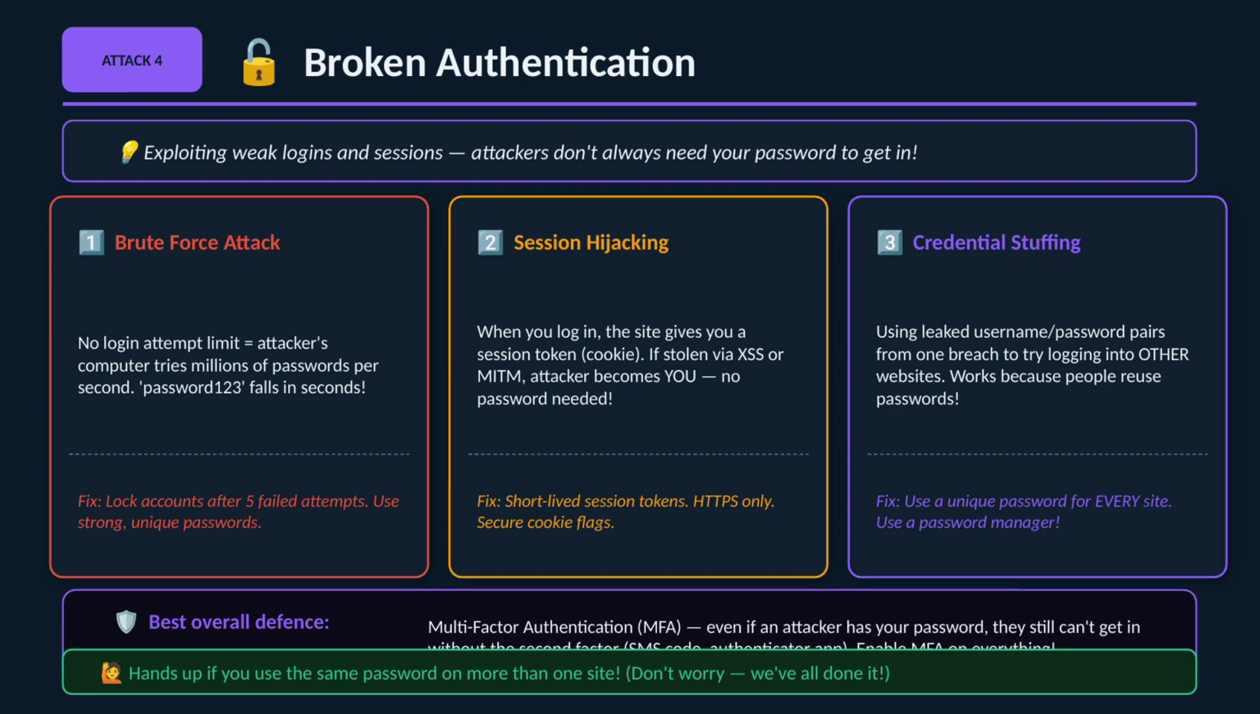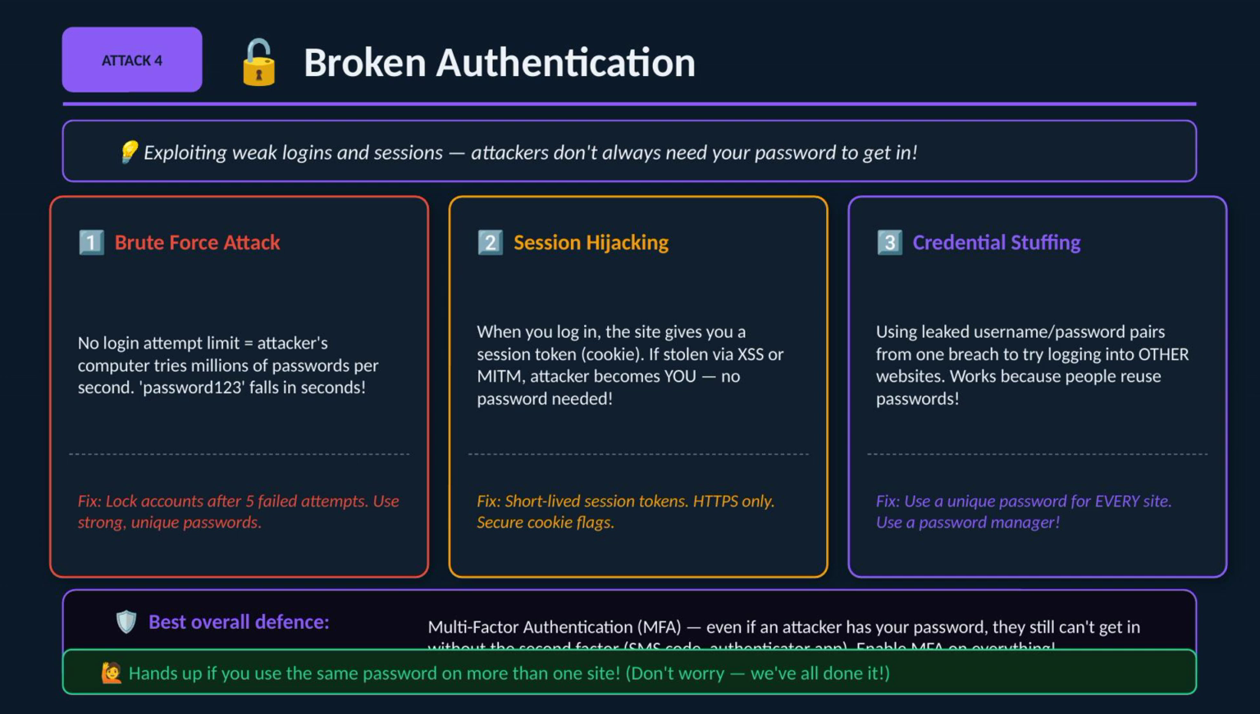Our fourth and final attack is called Broken Authentication. The idea is simple. It is when a website's login or session system has weaknesses that attackers can exploit. 3 common examples. First, brute force attacks. If a website lets you try passwords forever without locking you out, an attacker's computer can try millions of password combinations automatically. If your password is password123, a hacker's tool will crack it in seconds. The fix is to lock accounts after 5 failed attempts and use strong, unique passwords.